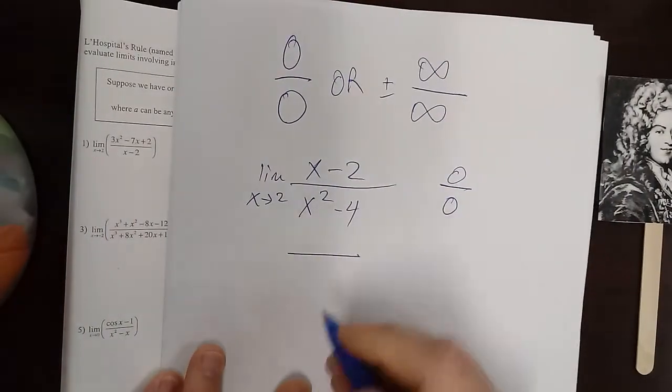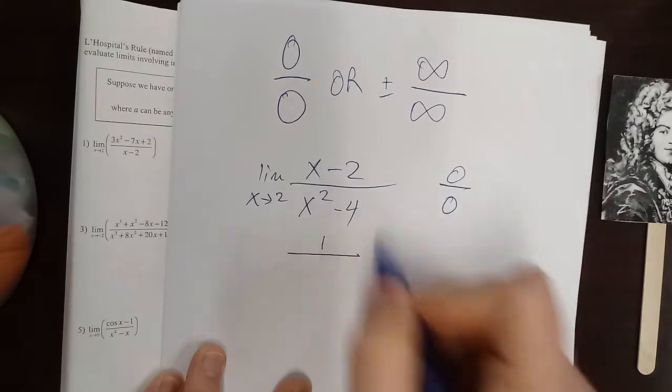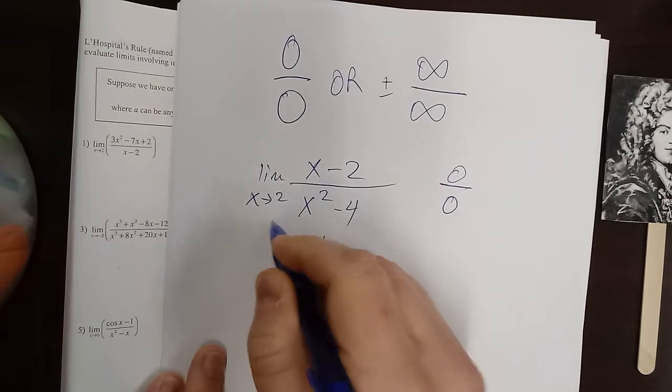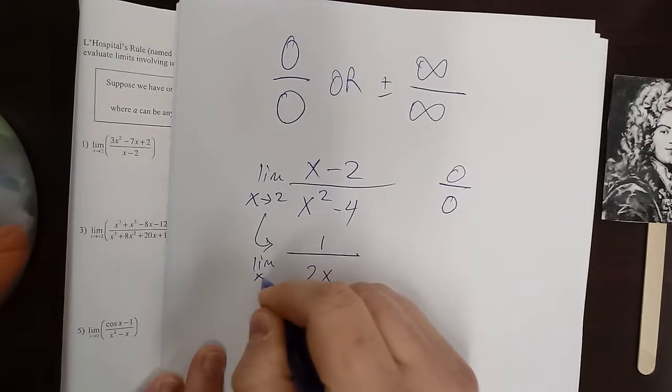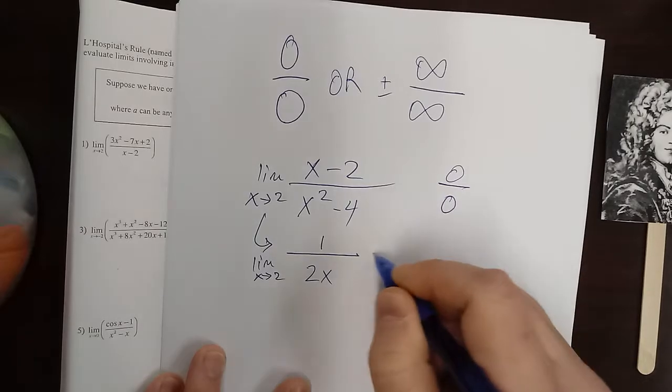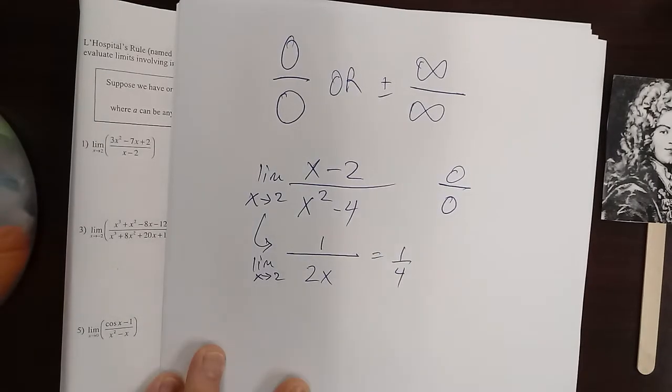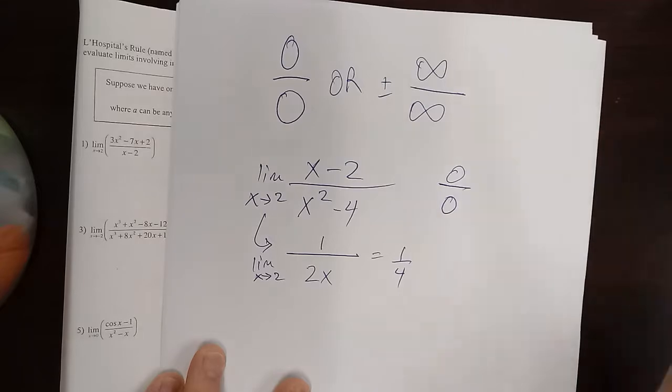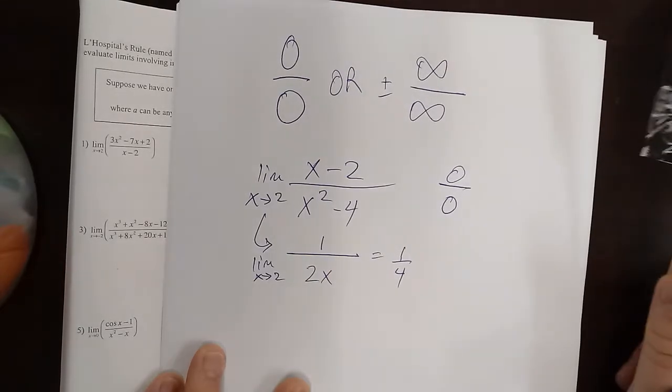What's the derivative of the top? 1. What's the derivative of the bottom? 2x. Now, plug the 2 in. What do you get? 1/4. Guess what? It's the same limit. It's the same answer.